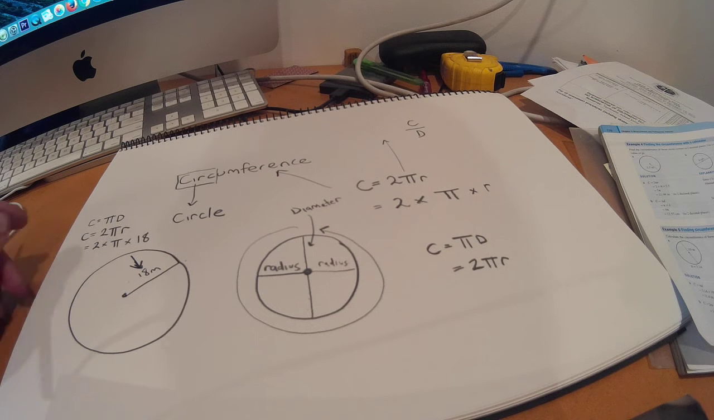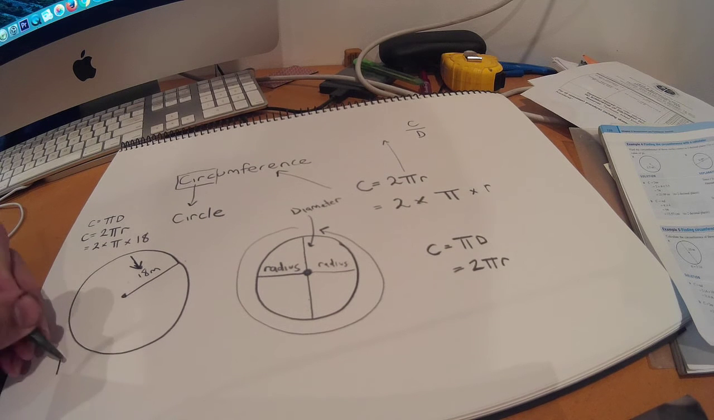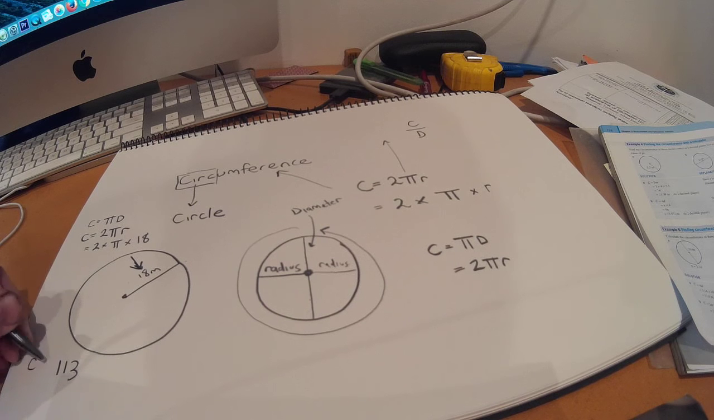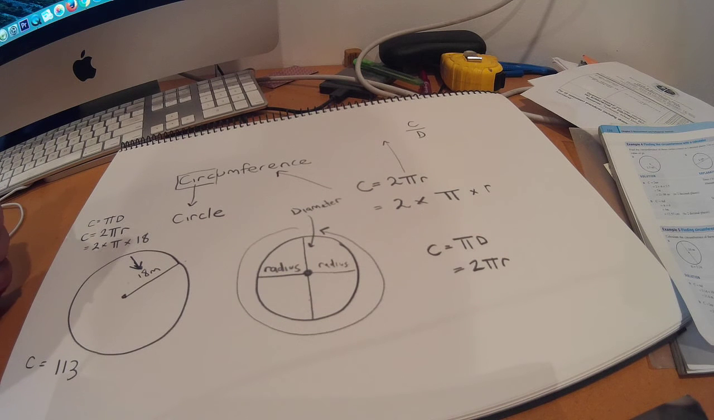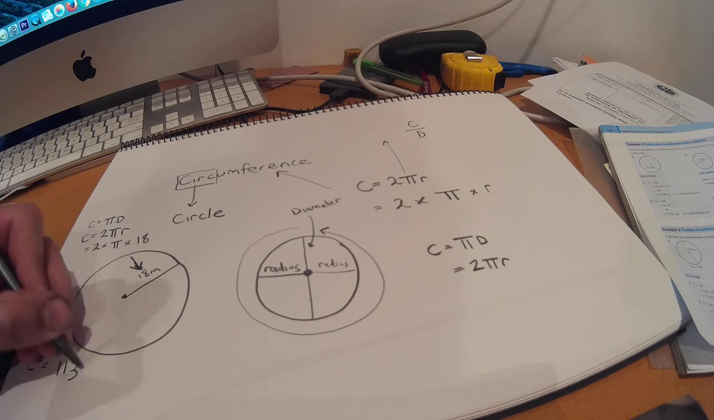Okay, pretty simple. So I'm going to jump on my calculator, and I'm going to say 2 times pi times, and then I just get my 18, and that is equal to 113. So C, circumference, is equal to 113.097. So let's just do it to one decimal place.